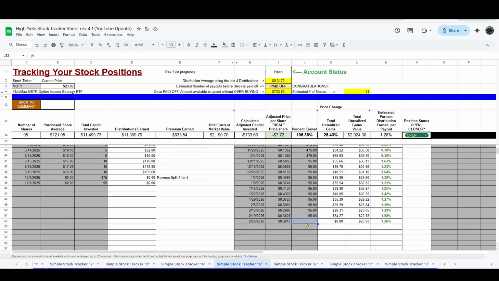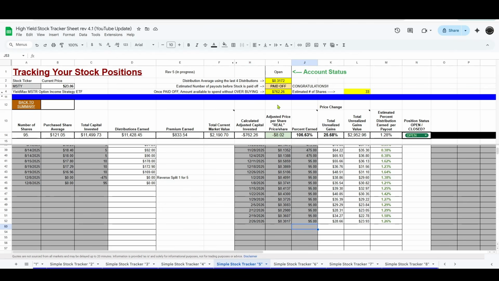For MSTY, we earned 30 cents. I have 95 shares, and this one too is paid off, and I've got a minus $7.72, and therefore those 95 shares at 30 cents is going to lower that real price per share down to $8.02. Very, very nice. Love it.